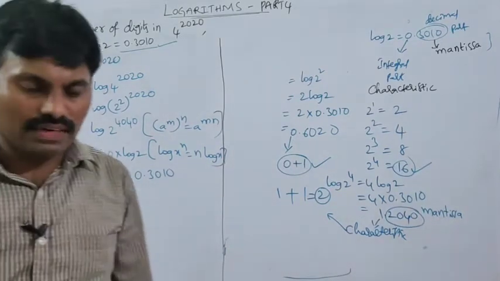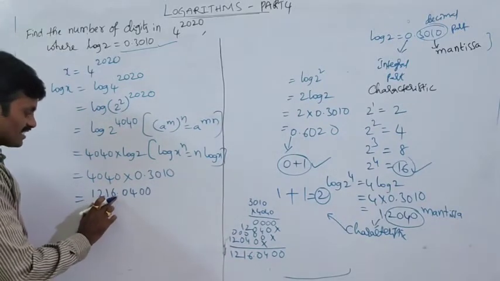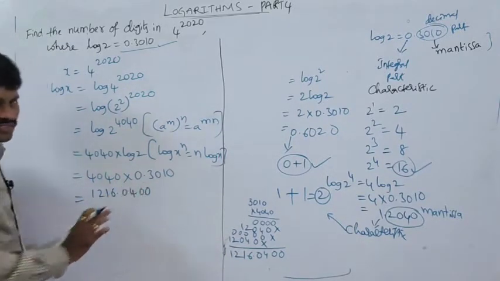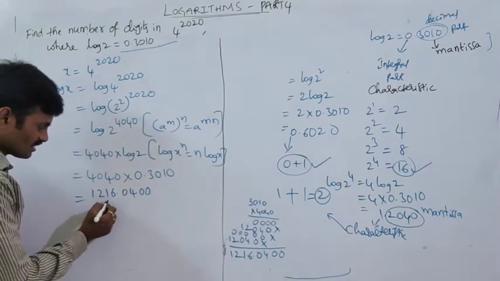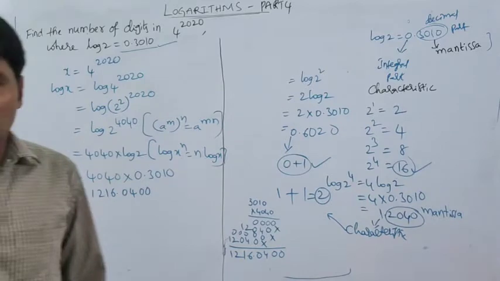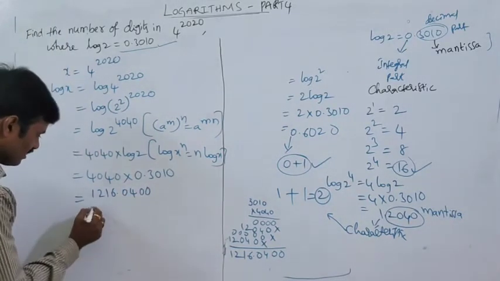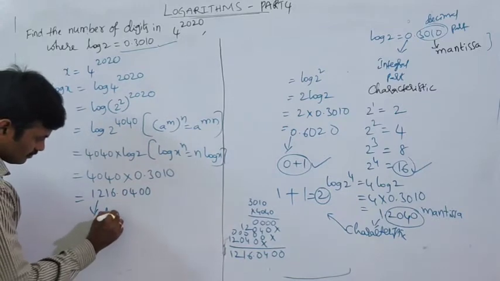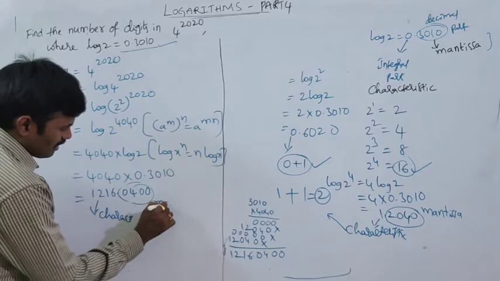You try once to multiply. I multiplied, I got 1216.0400. Now in this, what do you call the 1216? This 1216, we call it the characteristic. Yes, this is the characteristic. Then this decimal part is called the mantissa.